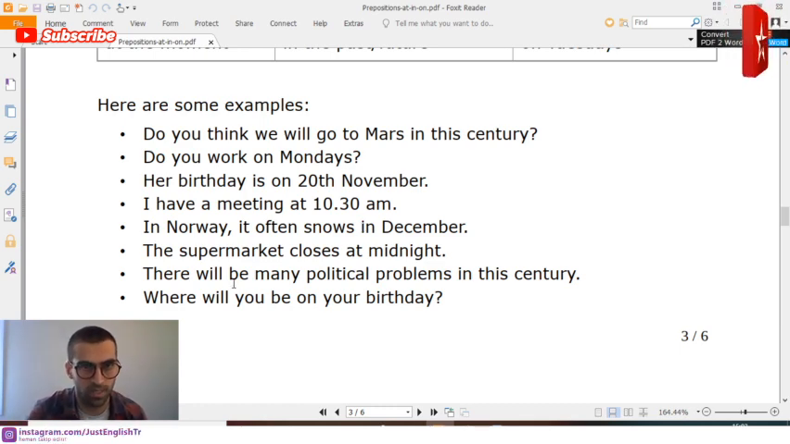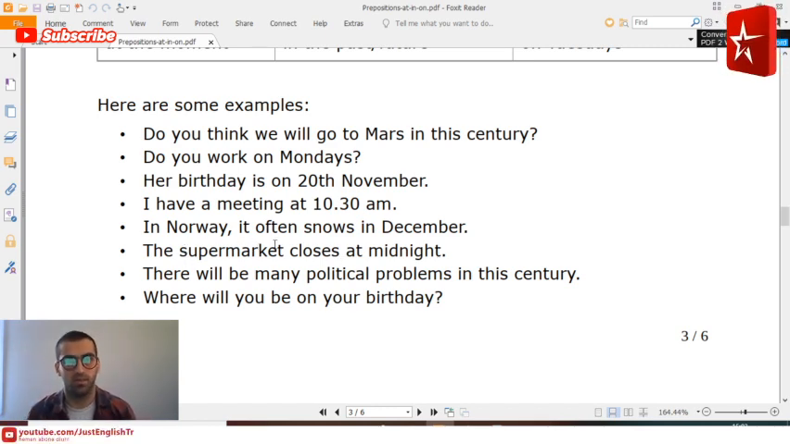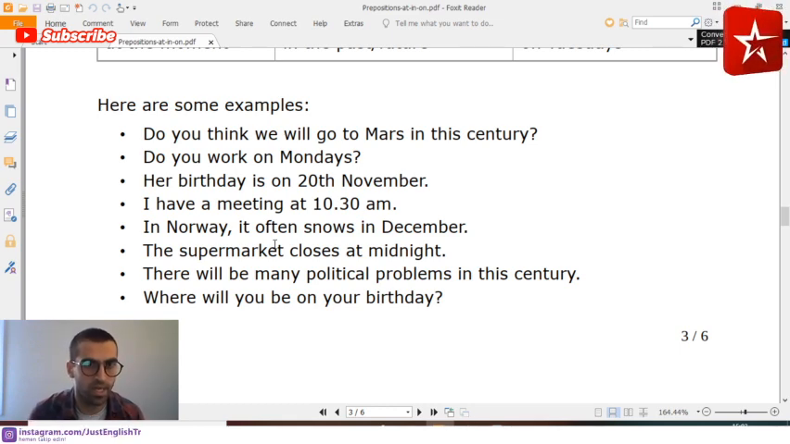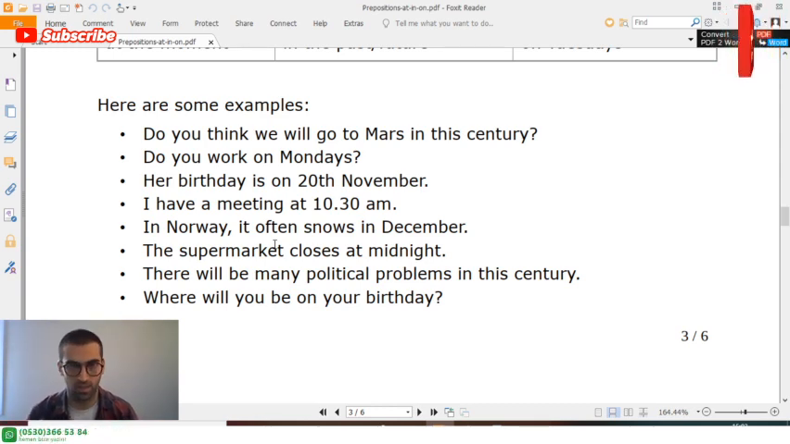Next one, the supermarket closes at midnight. Supermarket akşamları kapalı oluyor. Gece yarısı kapalı oluyor. There will be many political problems in this century. And the last one, where will you be on your birthday? Yani doğum gününde nerede olacaksın? Right? Great.